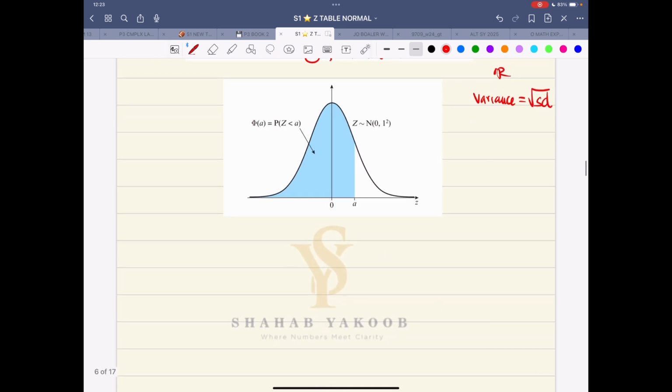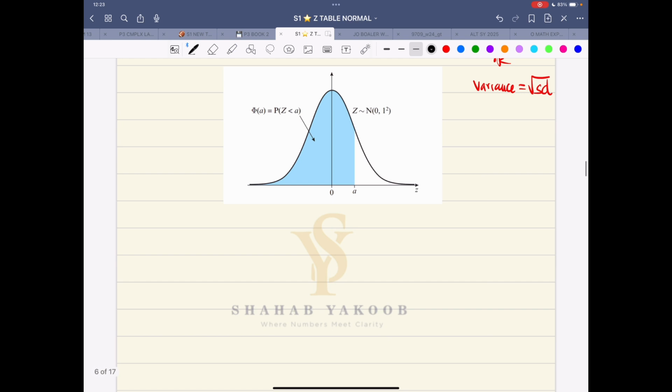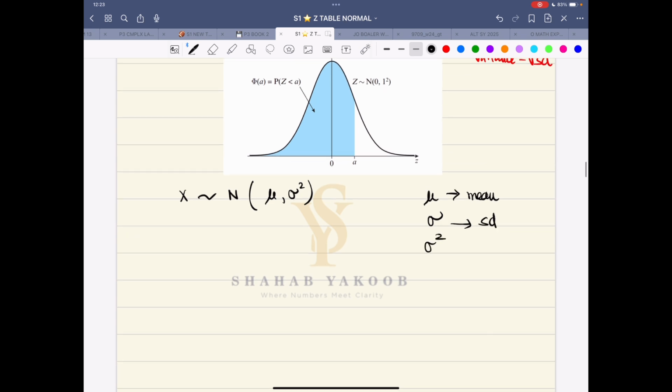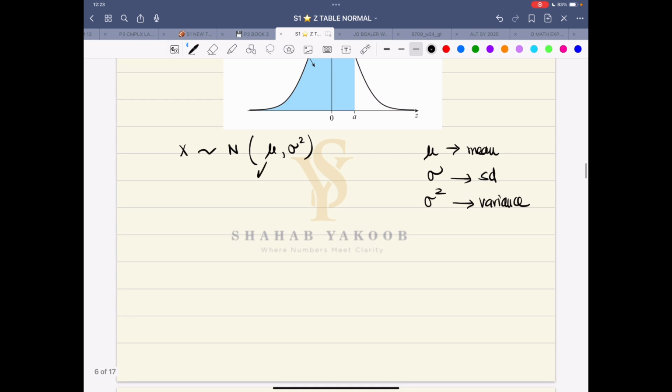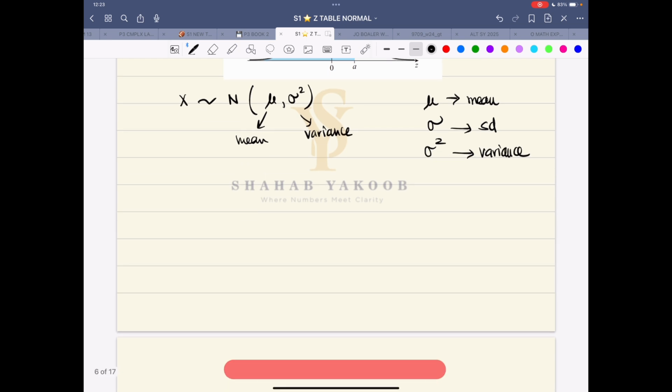Now symbolically, this is how we write it. X follows a normal distribution mu comma sigma squared. Mu stands for mean, sigma stands for standard deviation, sigma squared stands for variance. That means there are two parameters, the mean and the variance. And we will also focus on the z-score, which is x minus mu over sigma.